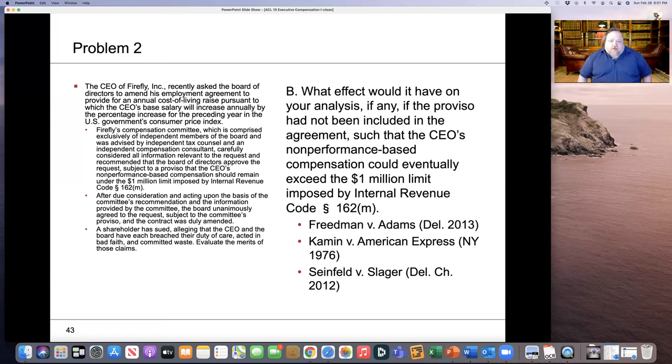The Freeman case, the Kamen case, the Seinfeld case, all say that board decisions about how much tax to pay, how much tax avoidance to engage in... Now notice I said avoidance and not evasion. A board that causes the corporation to illegally evade taxes that it owes is not going to be protected by the business judgment rule. But tax avoidance is not tax evasion. Tax minimization is not tax evasion. And so, in any case, Delaware law does not require any particular strategy by the board to minimize its taxes. So I don't think there'd be a problem here with not including the proviso.